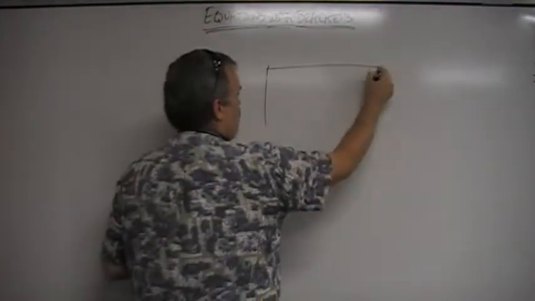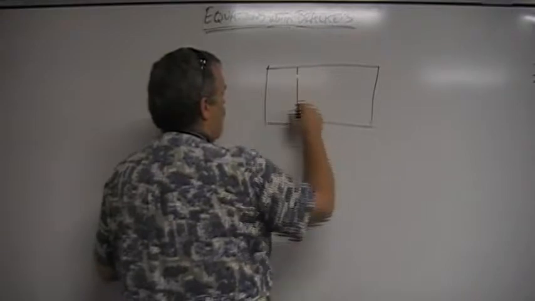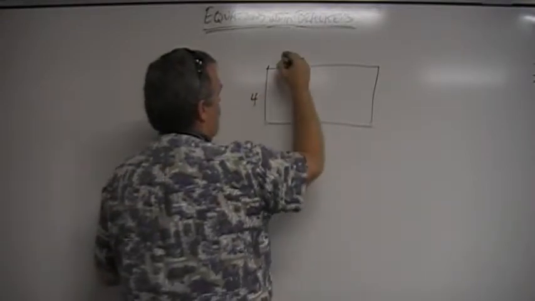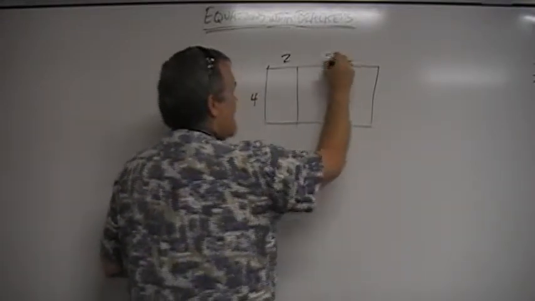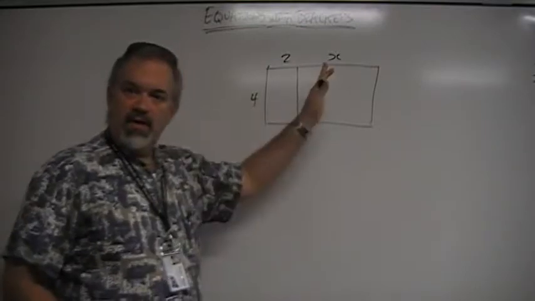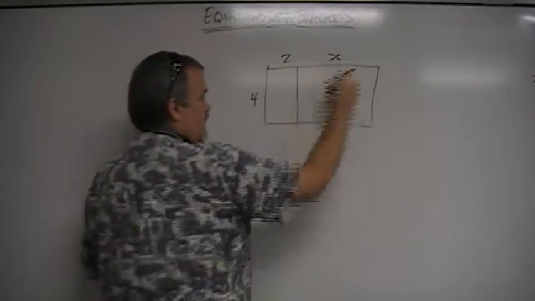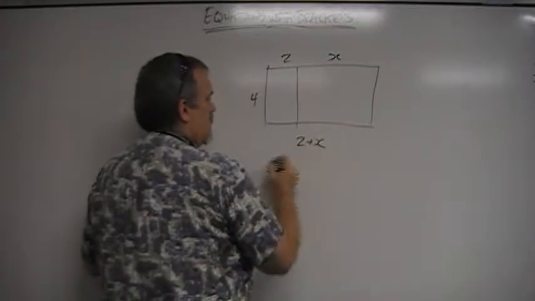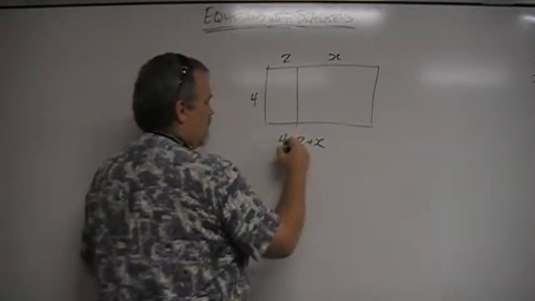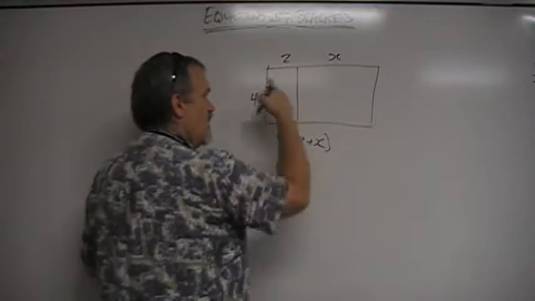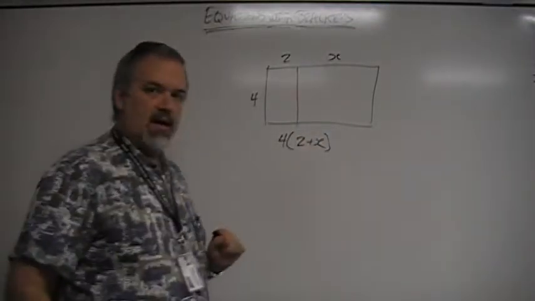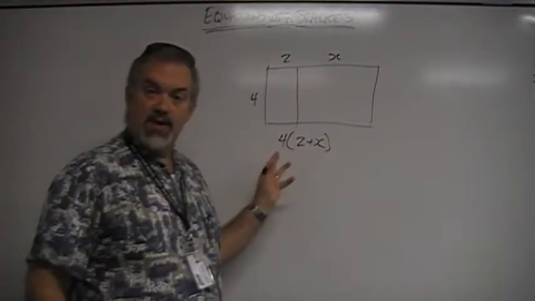If we had a room and we knew that it was 4 here and 2 here and x here. We've talked about these sorts of ideas before. We can express this as the length is 2 plus x. And the height there is 4, and so we multiply 4 times the length, 2 plus x. Okay, and we can expand that if we want to.